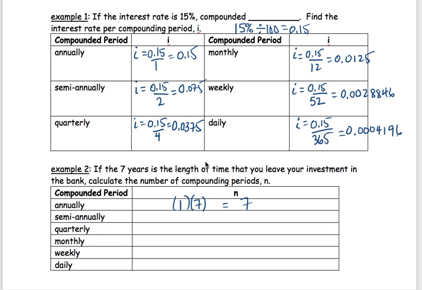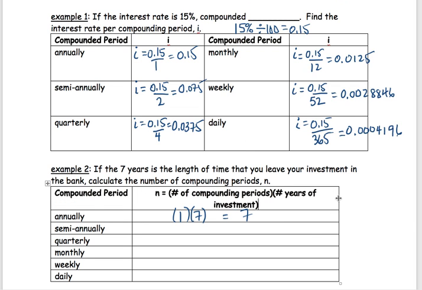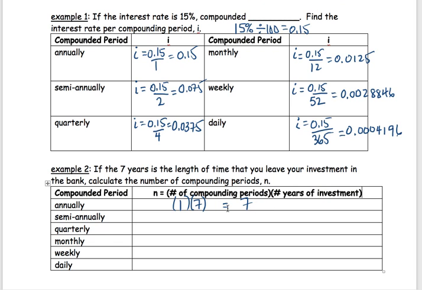So what you're doing here is that N is found by taking the number of compounding periods times the number of years. That's what you're doing right now with these calculations. So it's like, how many times a year are you getting the interest put on? Once a year. And then how many years are you leaving the money in there? So you go 1 times 7 is 7 times.